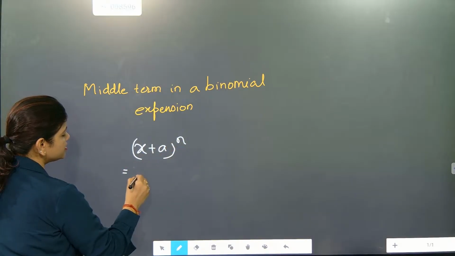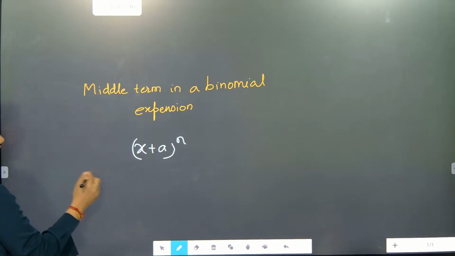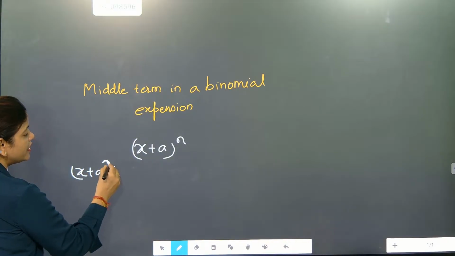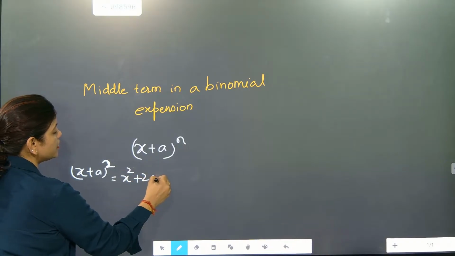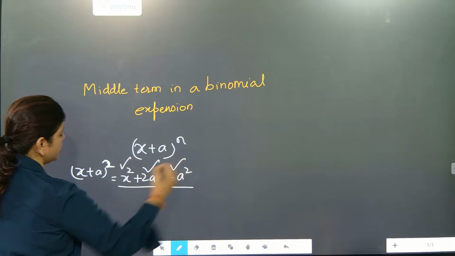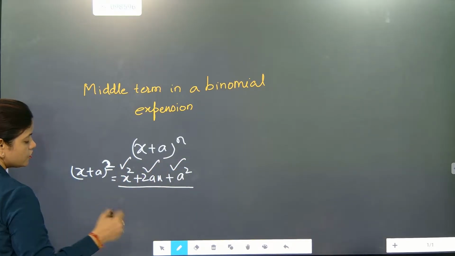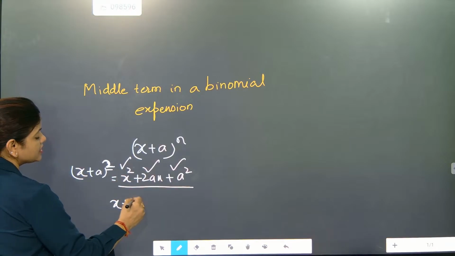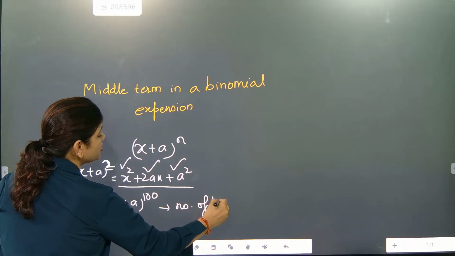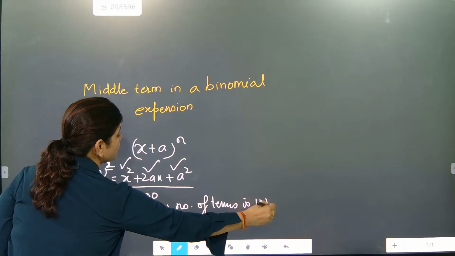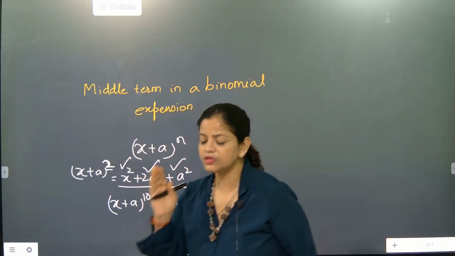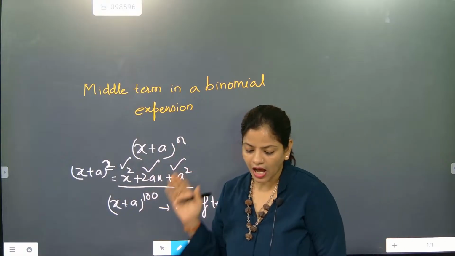Whenever you are opening x plus a to the power 2, the degree is 2, so we get x square plus 2ax plus a square. How many terms are there? 1, 2, 3. So when the degree is 2, the terms are 3. Whenever any degree is there, like x plus a to the power 100, the number of terms will be 1 more than whatever the degree is. So how do we find the middle term?